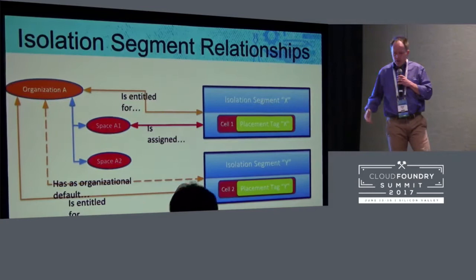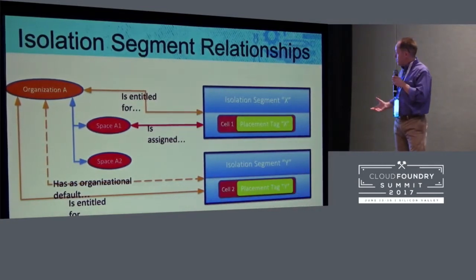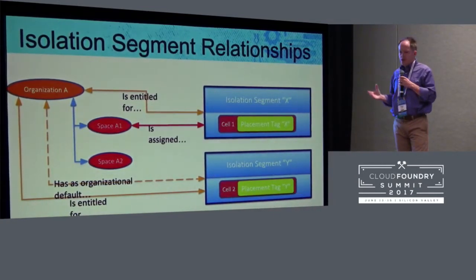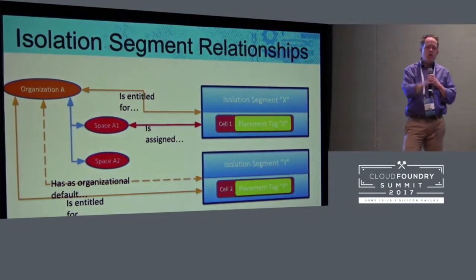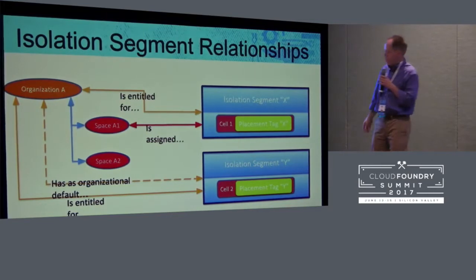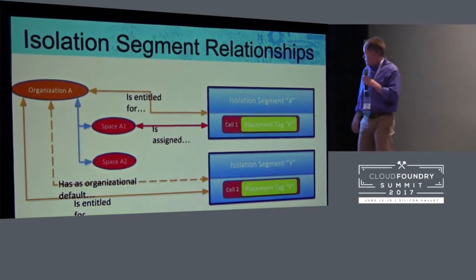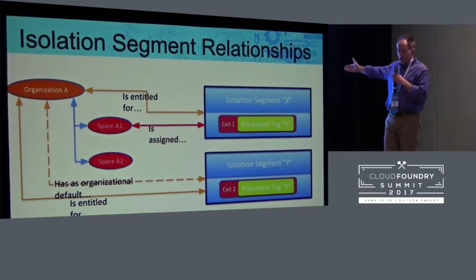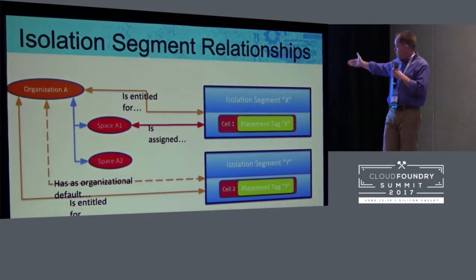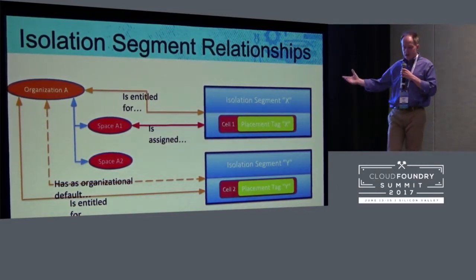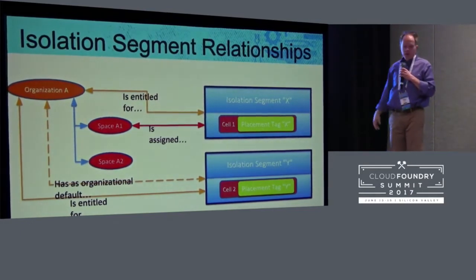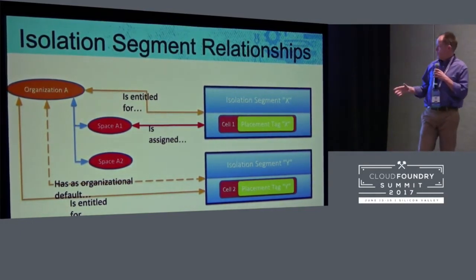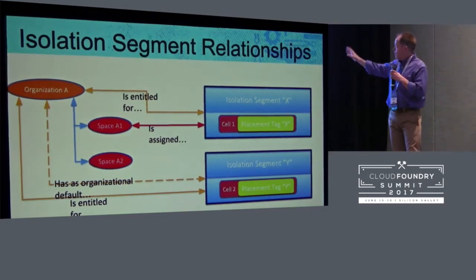Now, one day he comes along and says, well, I need some more stuff. I want to have 50 spaces, but I don't want to assign individual isolation segments. I just want them all to go in an isolation segment that's mine and mine alone. So as the admin, I come along and I have another cell that happens to be lying around. I tag it with Y. I create the isolation segment. And then once again, you can imagine that bottom orange line springing into existence as part of the animation that doesn't actually exist. And now I've entitled the organization for that isolation segment.